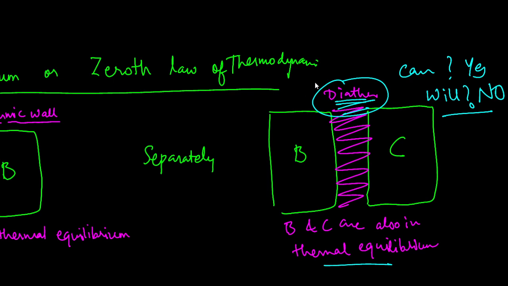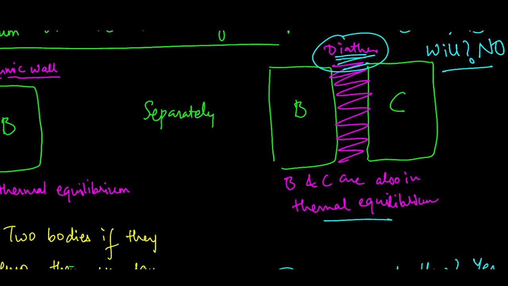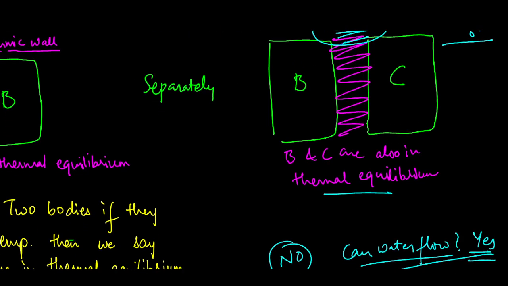Yeah, so you see, if you put adiabatic walls, તો કઈ કરવાનો મતલબ જ નથી ને. Then B and C are not interacting with each other. You understand what I'm saying?